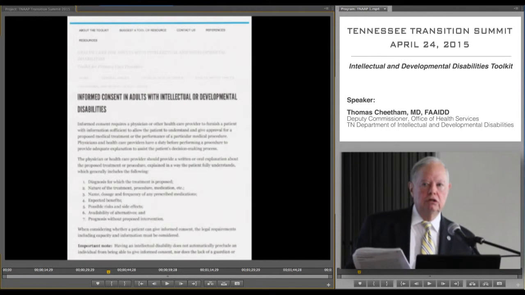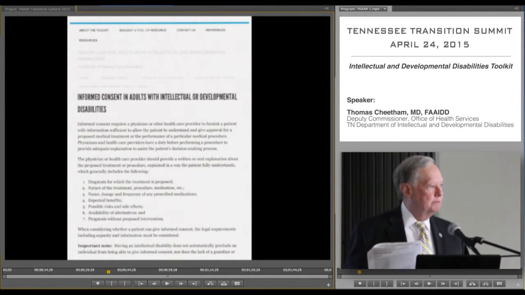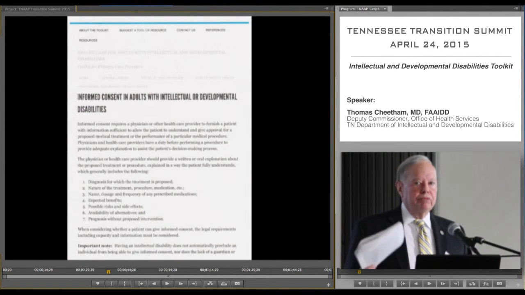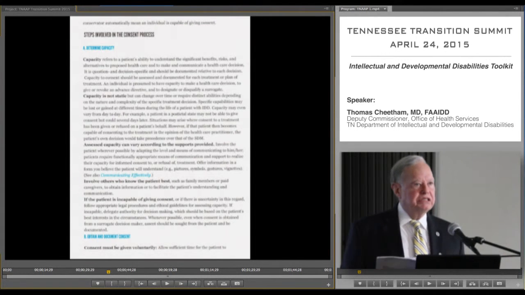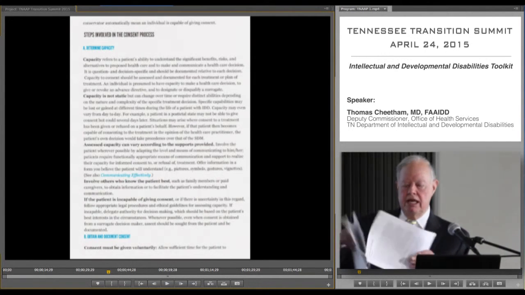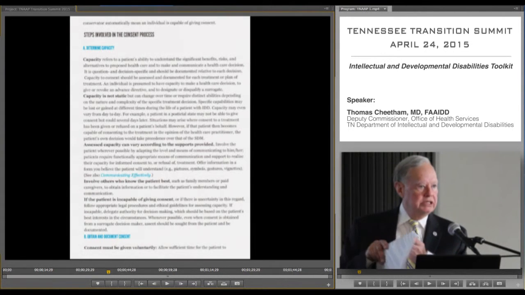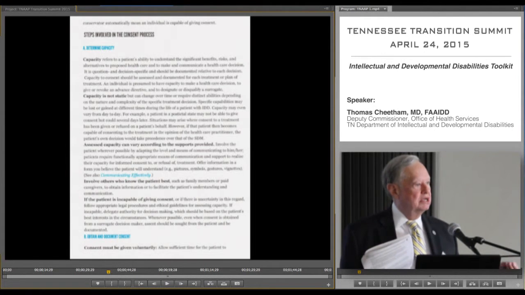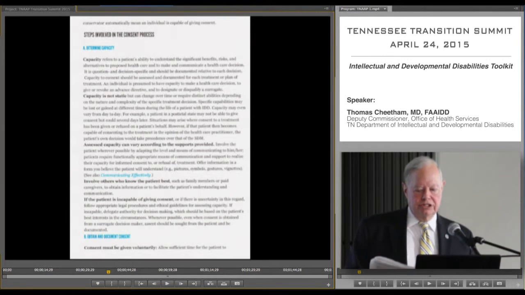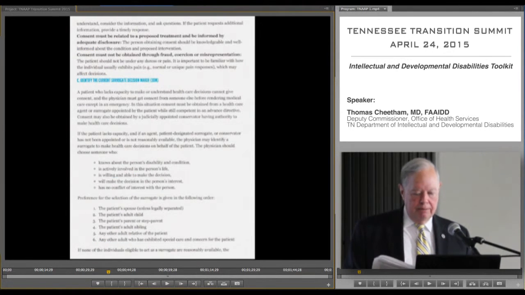The second one I've included in your package is informed consent. We heard about that this morning, and it's such a critical issue. What I think is useful in this tool is not so much the concepts, because in some ways they're the same, but the way it is operationalized in terms of common examples of ways to phrase it and explain it to someone with a disability. Is what's embedded in that particular tool.